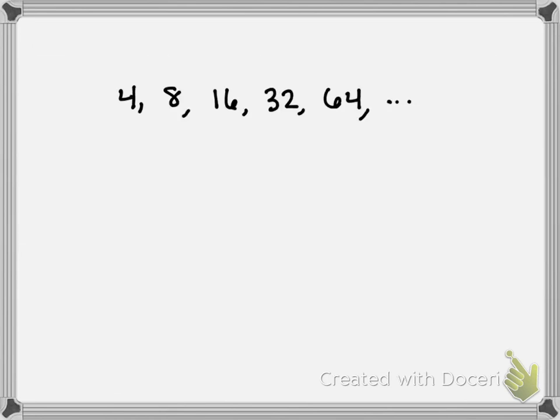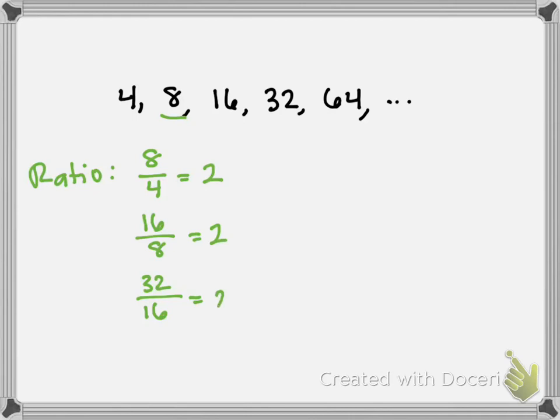Alright, so if we look at this example, how would I find the ratio? Take any number, let's say 8, divided by the number before it. 8 divided by 4 is 2. 16 divided by the term before it, 16 divided by 8 is 2. 32 divided by the previous term is 2. 64 divided by the previous term, 32, is 2. So how would I find the next term? 64 times 2 would be 128, and so on.